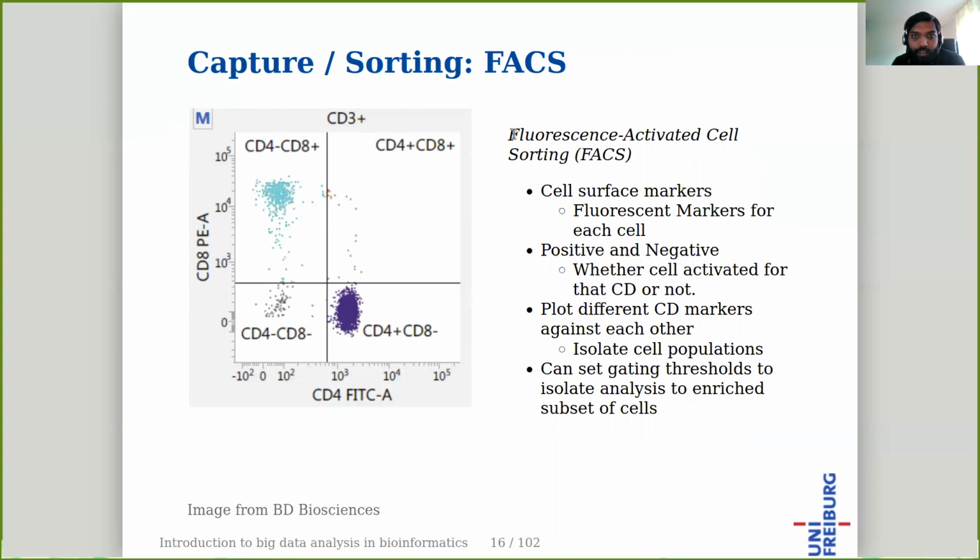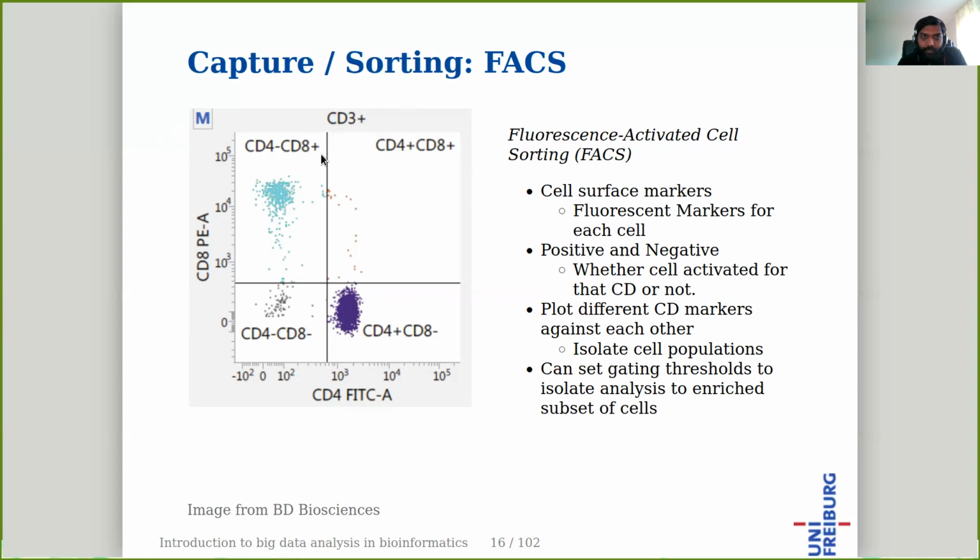As I said, we can also use fluorescent labeling for the cells. These are cell surface markers, which are put on each cell surface before you put the cells into the flow cytometer. And you can measure the fluorescent labeling as either positive or negative. If a fluorescent label is activated for this particular intensity of light, then it's called positive. If it is not, then it's negative.